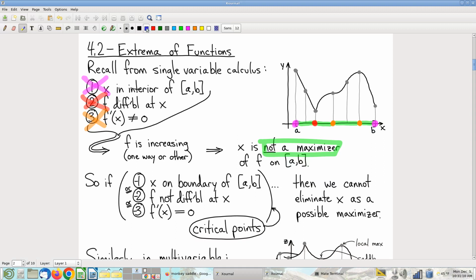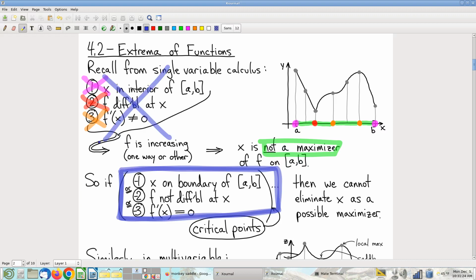And we tend to say, all right, these conditions here, if any one of these 3 things happens, notice those are the exact opposites of these. So if you have a boundary point, well then it's not in the interior. If it's not differentiable, well then the requirement that f be differentiable fails, etc. If any one of these 3 things happens, then we know we've got something like one of these, and I can't eliminate it, so I don't know what to do. So we give it a name. We call them critical points.